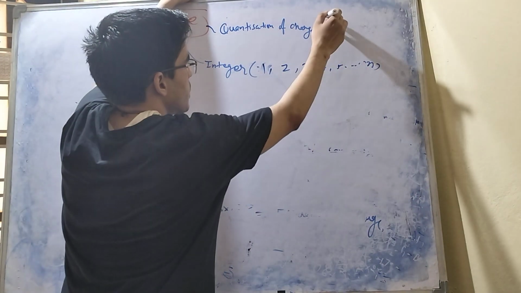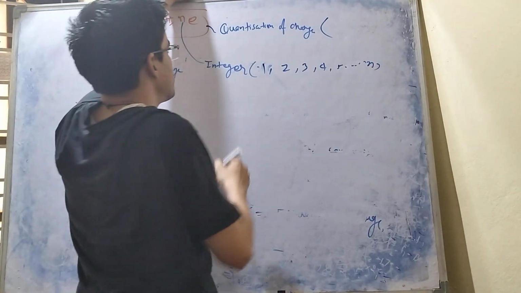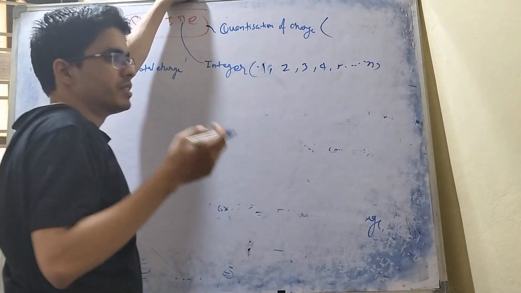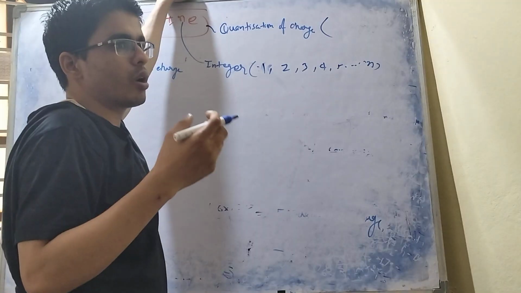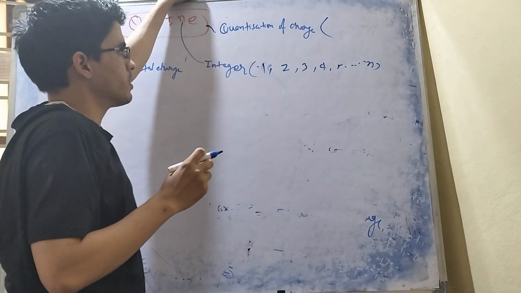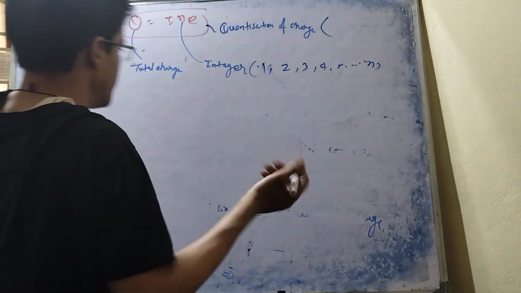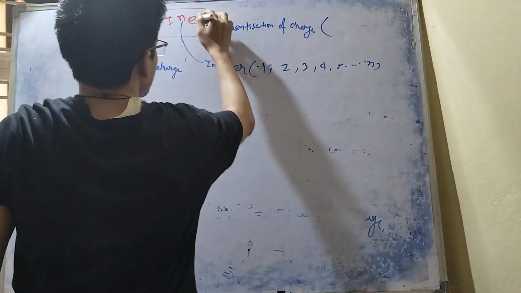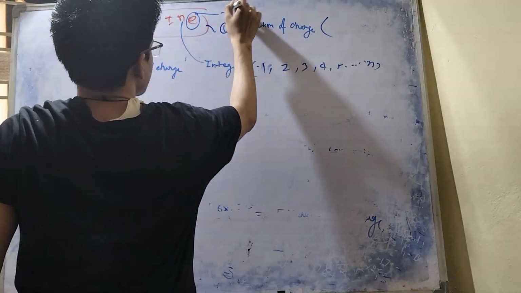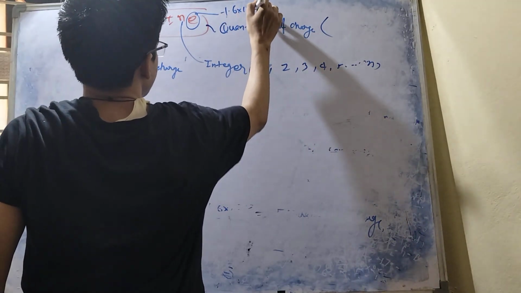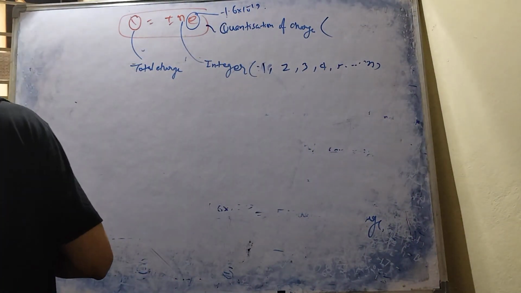What is quantization of charge? I told already, charge will exist in fixed amounts, or it is an integral multiple. So the value of e is 1.6 into 10 power minus 19 coulomb.